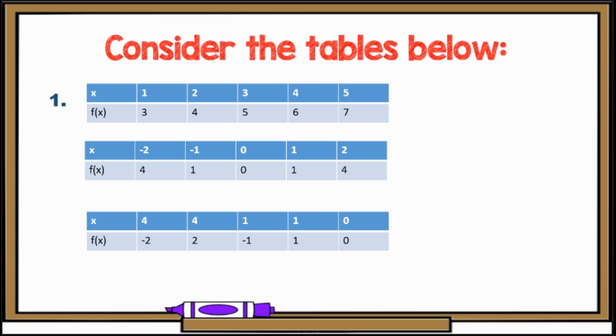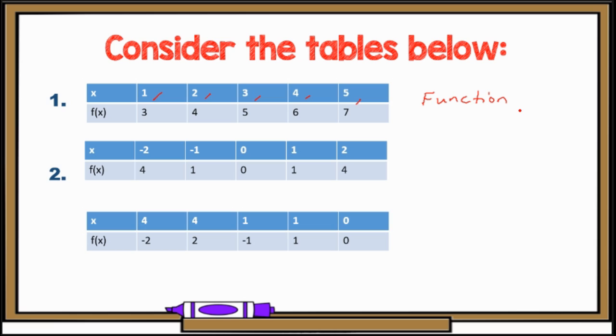Take notice that every number in x corresponds to just a single value in the set of f of x. 1 is mapped to 3, 2 is mapped to 4, 3 is mapped to 5, 4 is mapped to 6, and 5 is mapped to 7. So this is an example of a function. Now let's move forward to number 2.